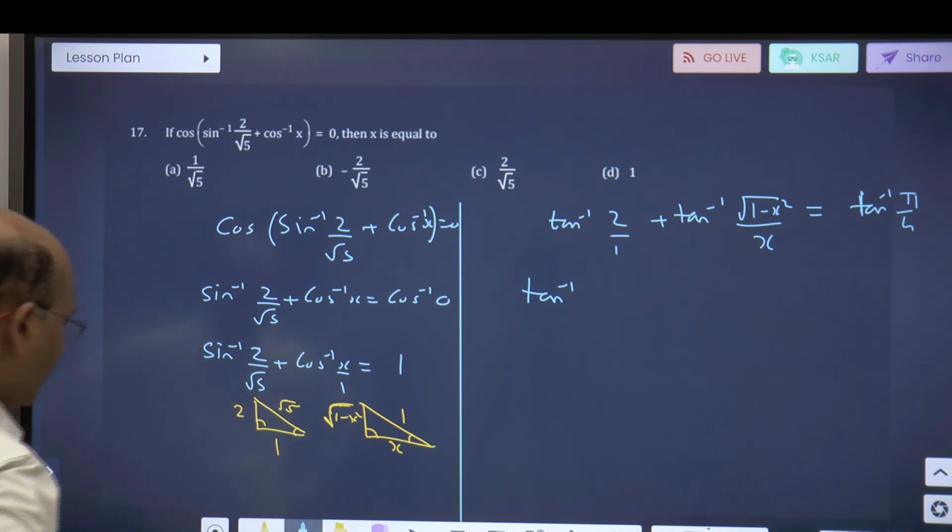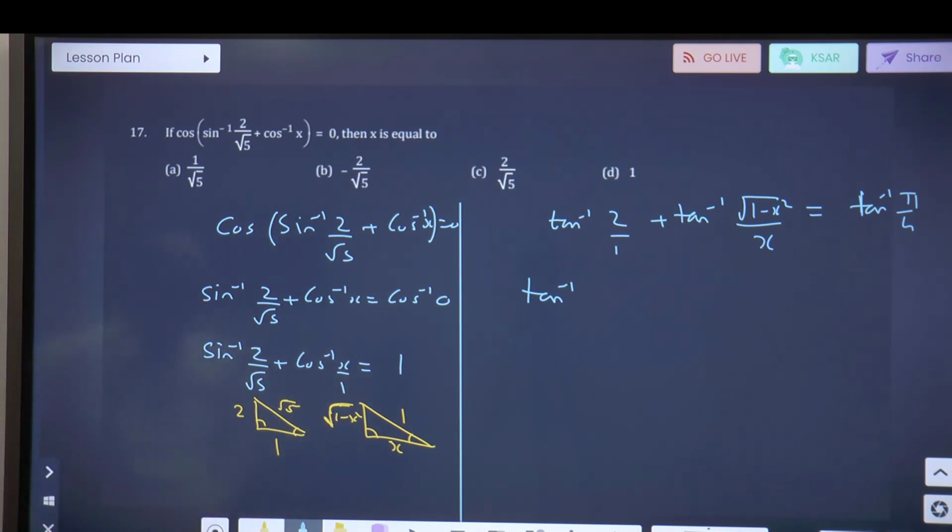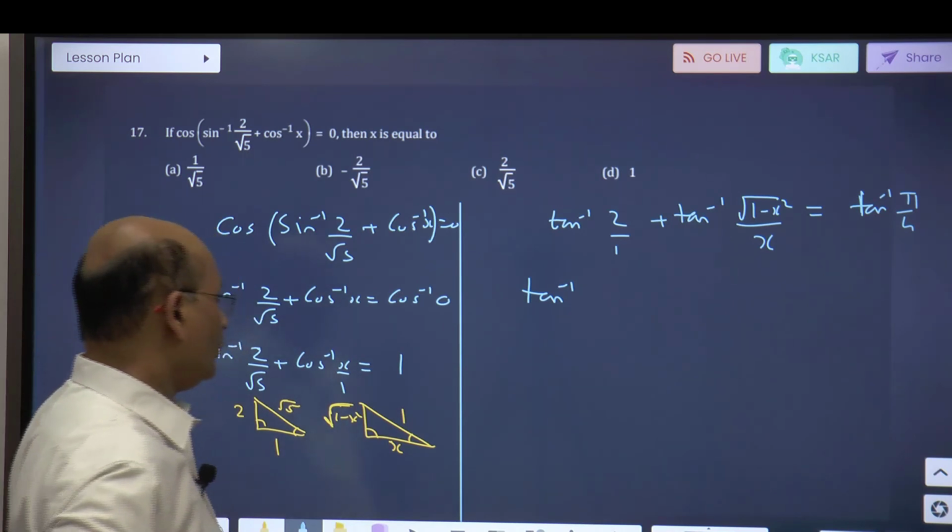I hope I am not making any mistake there. Cos inverse 0 is 1, cos 0. Oh God. Whose value of cos is 0? Here it should be 0.